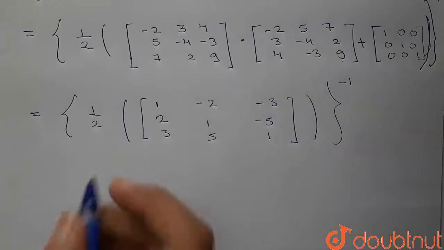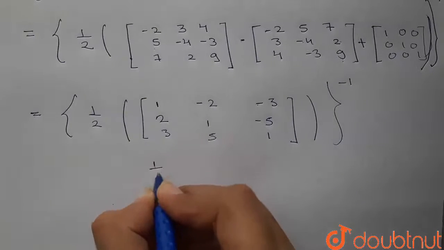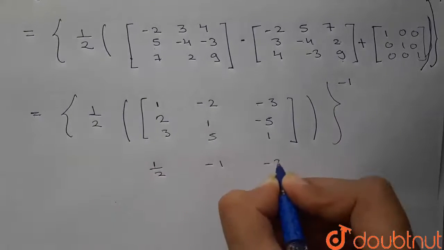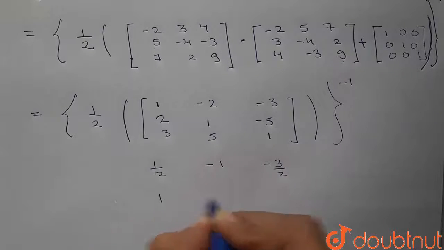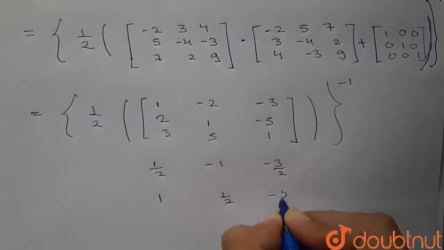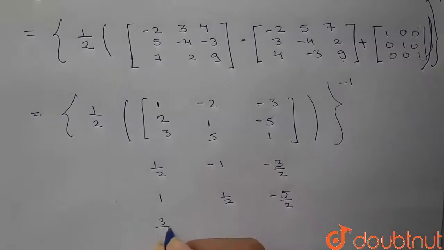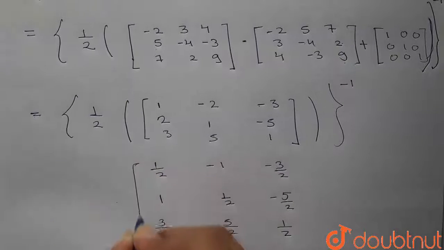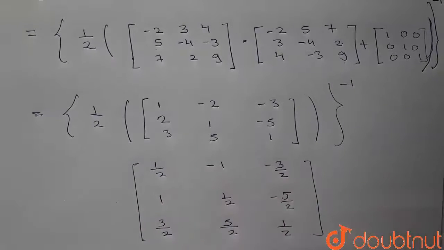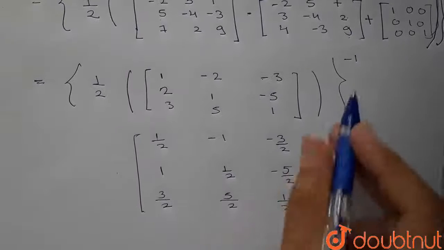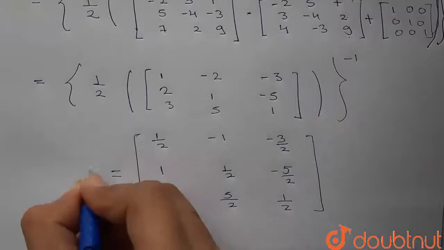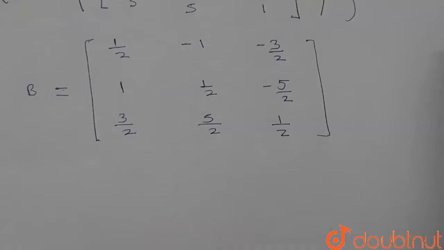Now we will multiply this 1 by 2 inside. So this will be 1 by 2, minus 1, minus 3 by 2, then 1, 1 by 2, minus 5 by 2, 3 by 2, 5 by 2, and 1 by 2. This will be the matrix we obtain after multiplying, and its inverse we need to find. So first let us take this matrix equal to B. This is the B matrix.